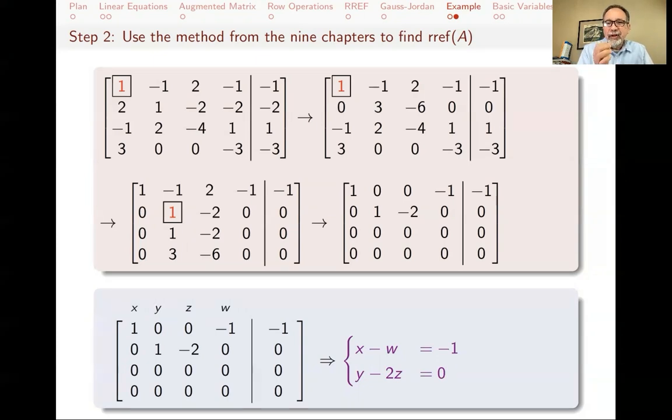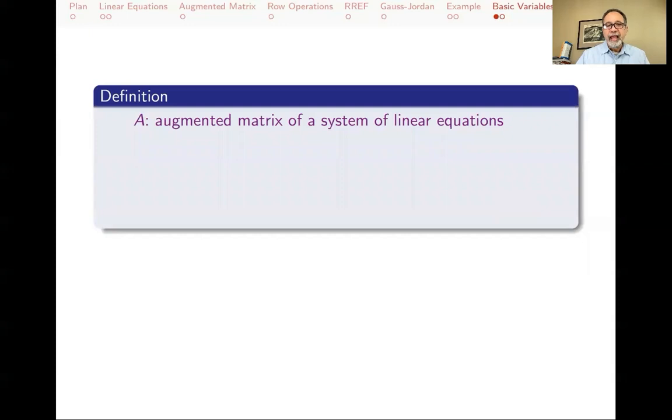And that x is appearing only in one equation because of the fact that in the columns with the leading ones, everything else was 0. And the x and y are the ones that have a leading one in their column, and they appear exactly once. Solving for them is really easy. And so we're going to make a distinction between the variables that have a leading one in their column and the ones that don't. A is an augmented matrix of a system of linear equations.